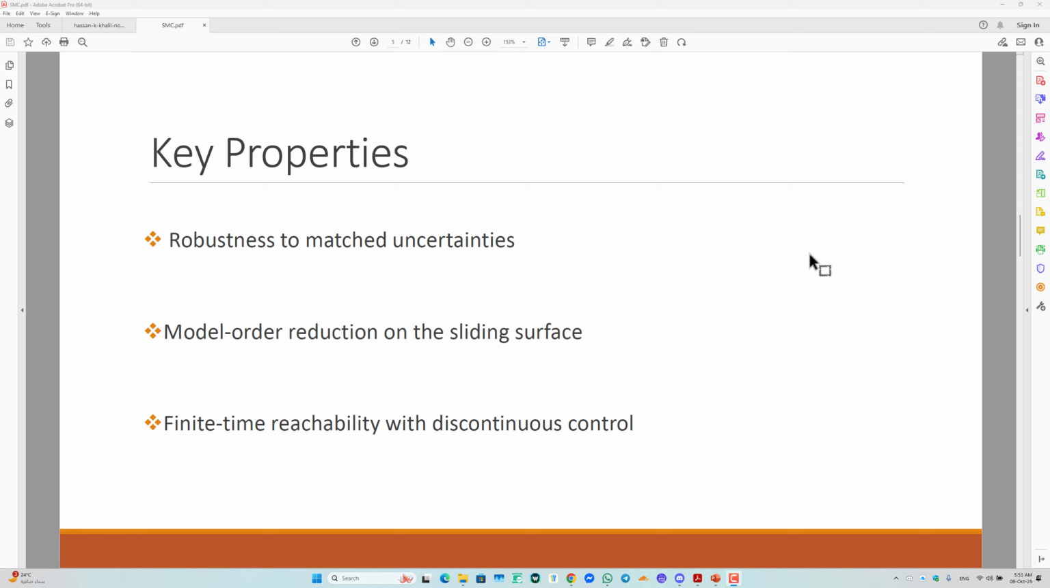The main key properties of sliding mode control are robustness against matched uncertainties, model order reduction on the sliding surface, and finite time reachability of the sliding surface, of course thanks to the discontinuous control. These features make sliding mode control ideal for systems needing fast and reliable response under uncertain conditions. We are talking about aircraft, robotic arms, DC motors. We will see later on.